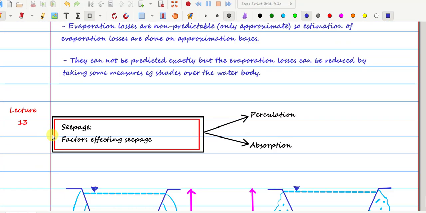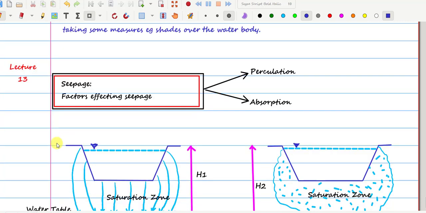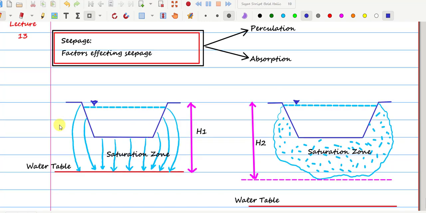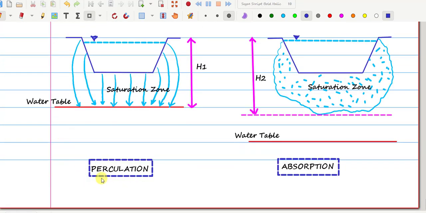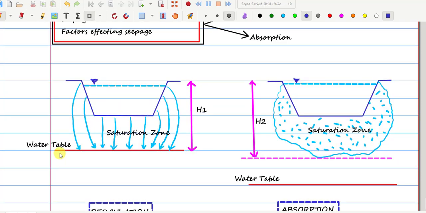So it's lecture 13, seepage and factors affecting seepage. As we have discussed in the previous lecture, seepage can occur in two forms, either percolation or absorption. Before discussing the factors affecting seepage, we will first try to understand the difference between percolation and absorption. What is percolation and what is absorption? So I have drawn two figures to make things clear.